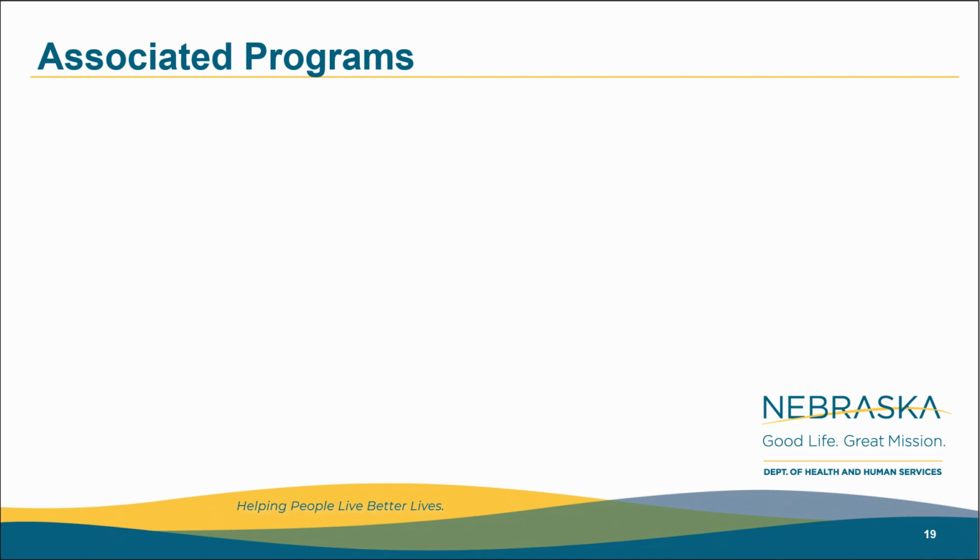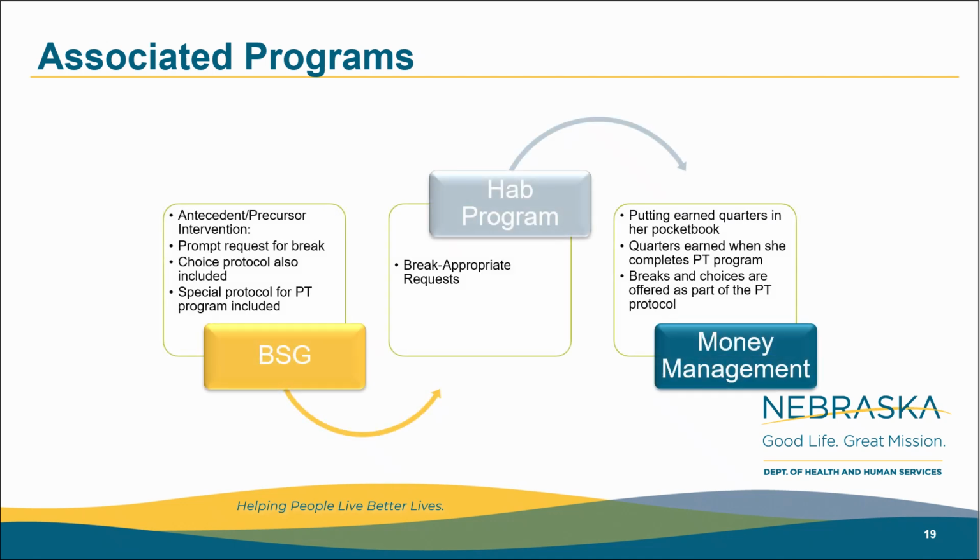For our example, we'll look at some associated programs for Blondie Bumstead. For Blondie's BSG, one of the tools we use for antecedent management or to intervene when precursors are observed is to prompt Blondie to ask for a break or to ask her if she needs to rest for a few minutes before she responds to a prompt.